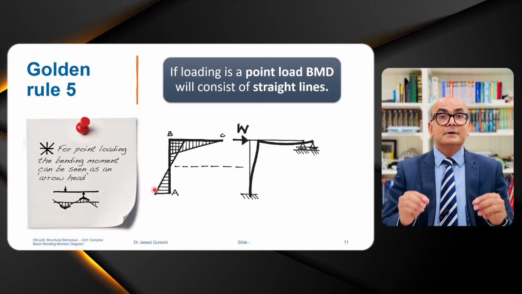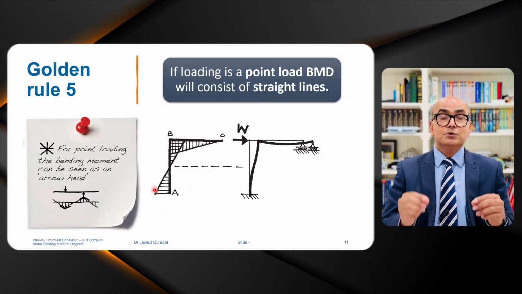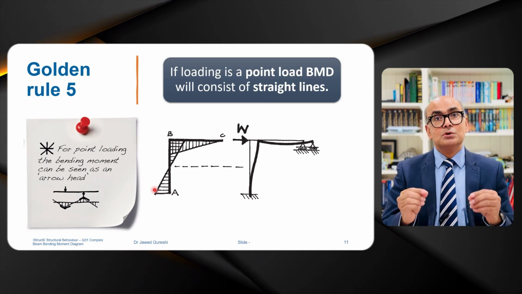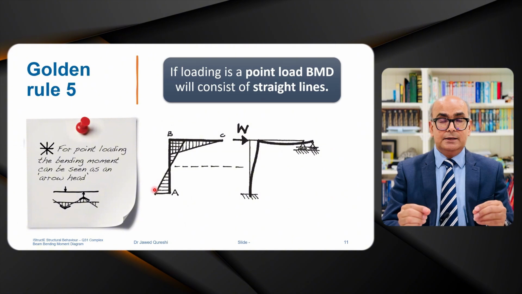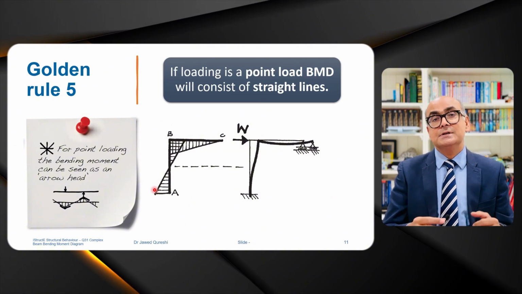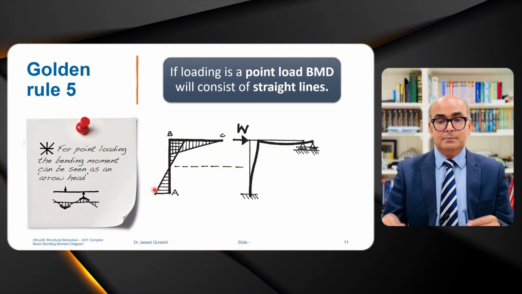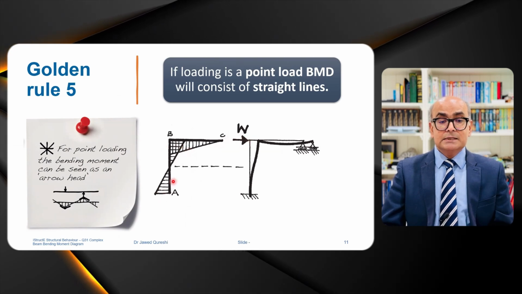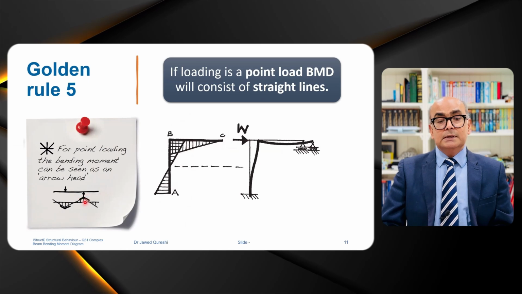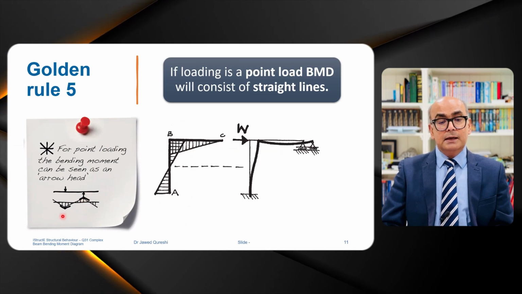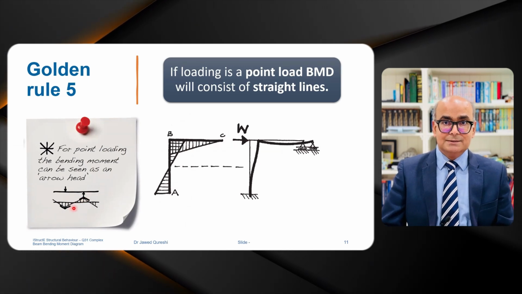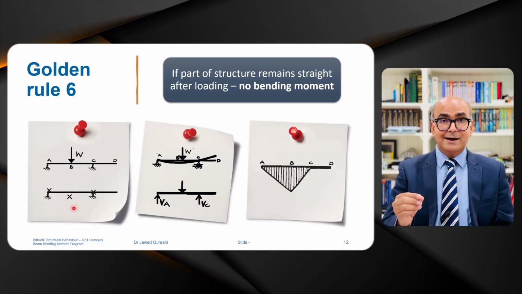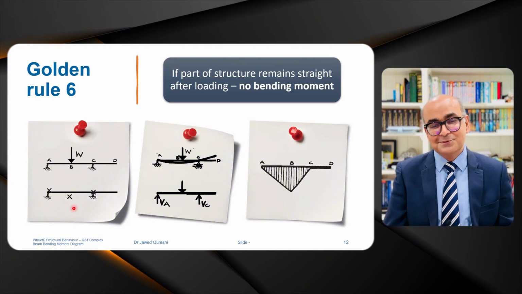Rule number 5 is that whenever you have point loads, the bending moment diagram is going to be straight line. So there will not be any curved portions in the diagram. A point load is applied here, which is creating straight lines, and it can be viewed over here as well, that these are straight lines. Golden rule number 6, and I assure you this is the last one and we are done with the golden rules.